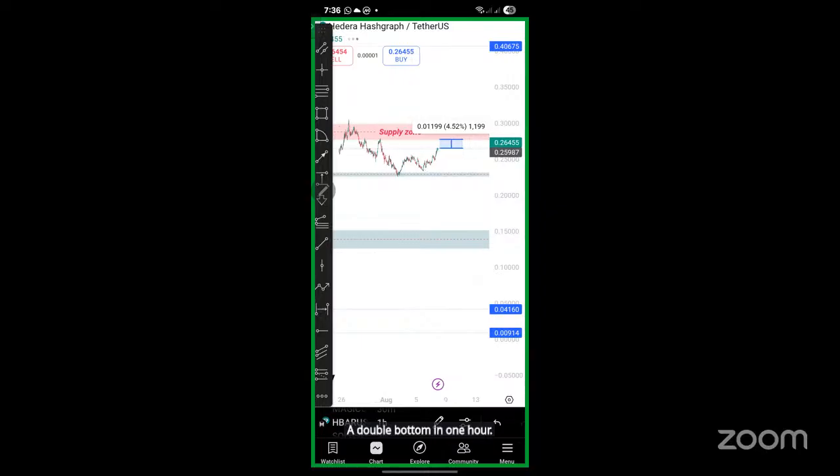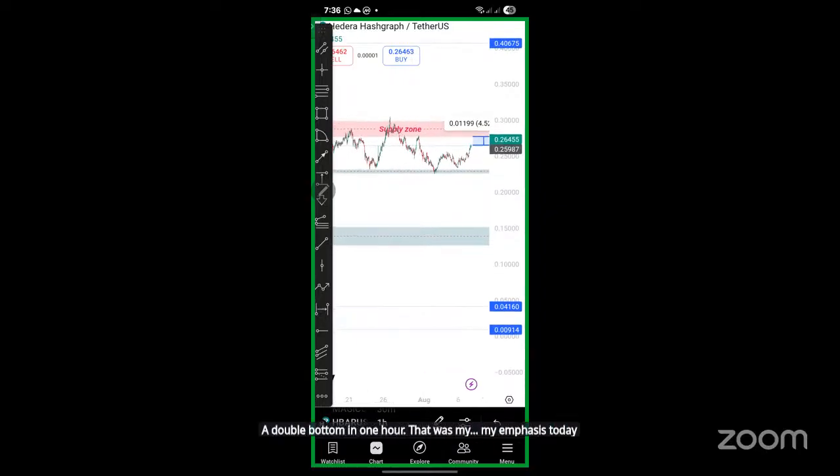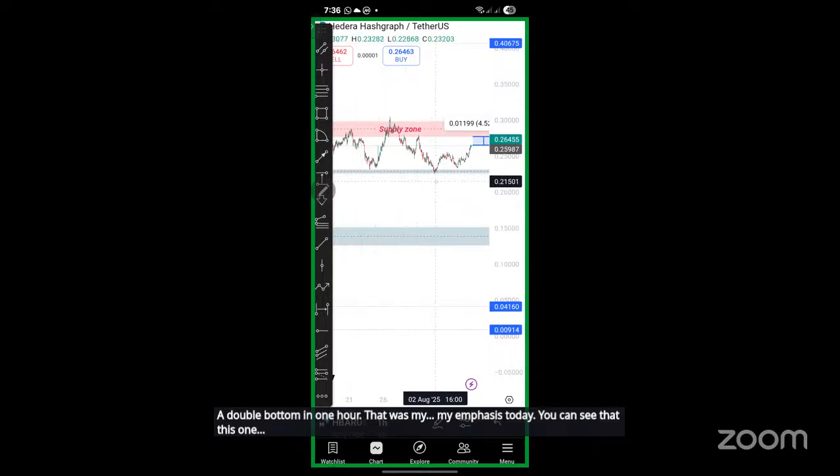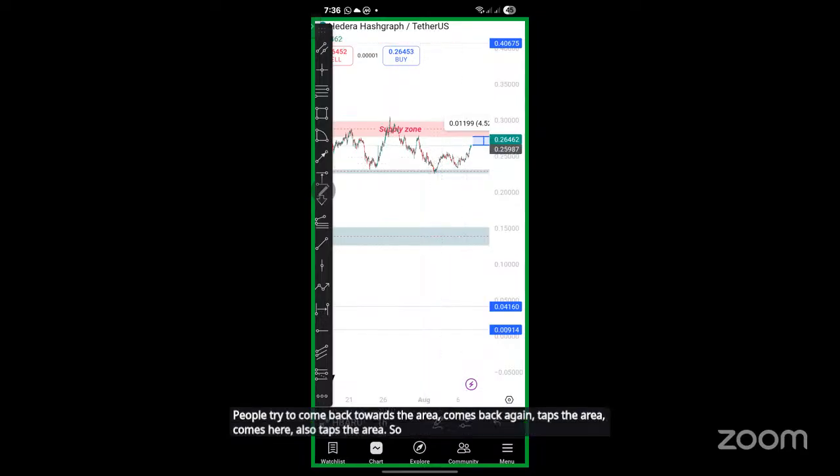That was my emphasis today. You can see that this one tried to make it again. However, it tried to make it triple. It tried to come back, taps the area, comes back again, taps the area, comes here, also taps the area. So it makes a triple bottom. A triple bottom is also another pattern we shall see.